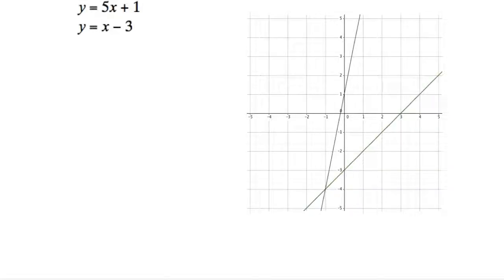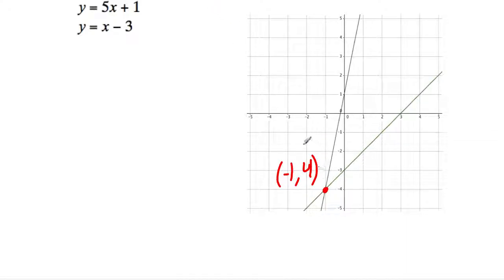All right, so let's say that we have these two equations here. So we have y equals 5x plus 1, and we also have that y is equal to x minus 3. X minus 3 is down here in green. It's this bottom line. And we want to find the intersection of these two lines. Well, if we graph this, we can see that the intersection is right here. These two lines cross at the point -1, comma 4.